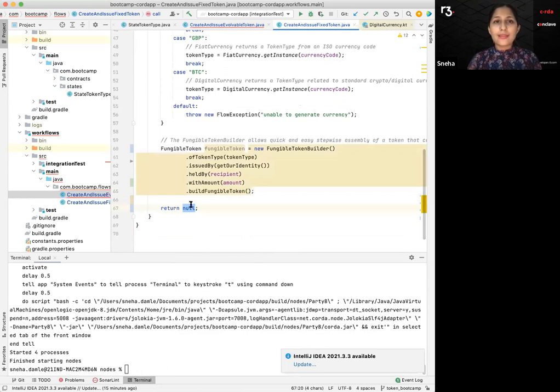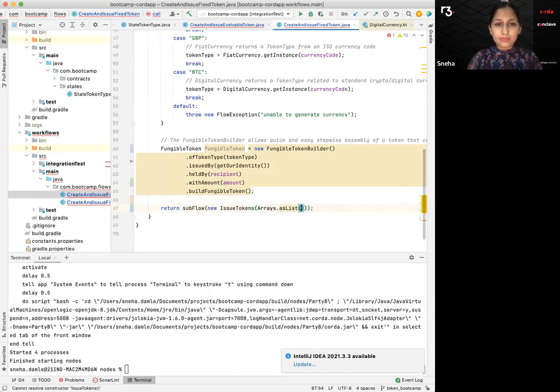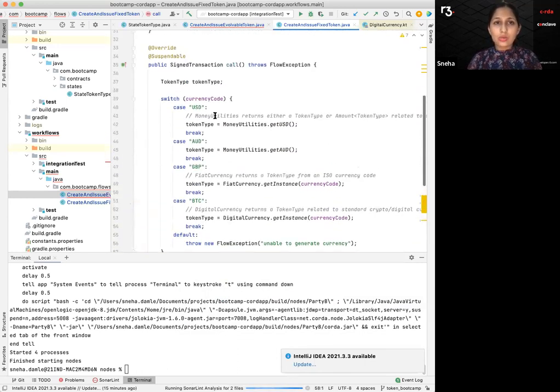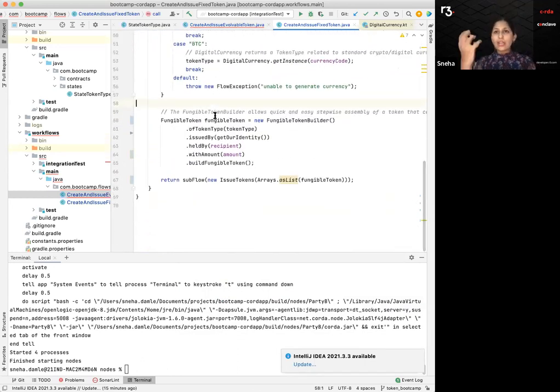Now we call the same issue tokens class, and we pass it the fungible token instance. That's really it. So this is how you define a base type, you get an instance of the base type, and then based on the base type, you define fungible tokens on top of it. So I think that was really it.